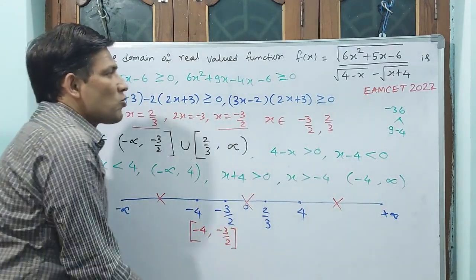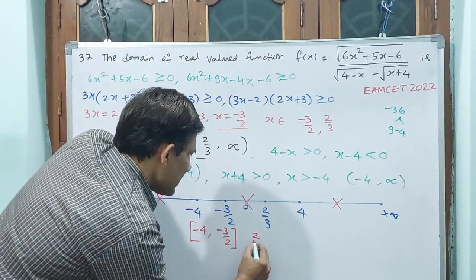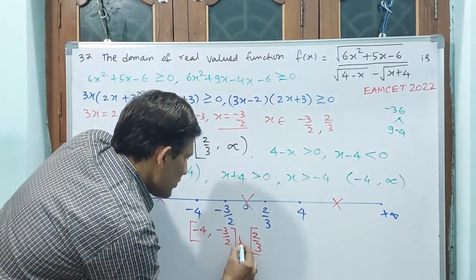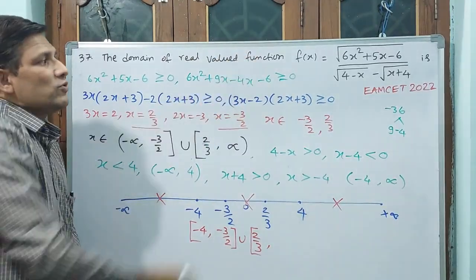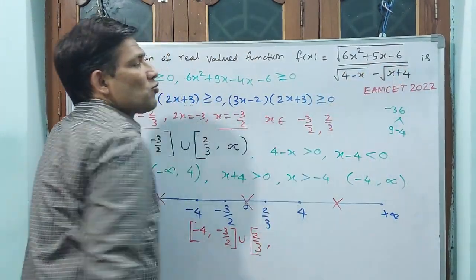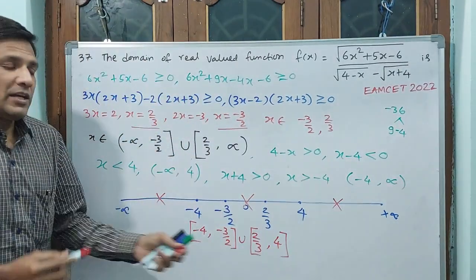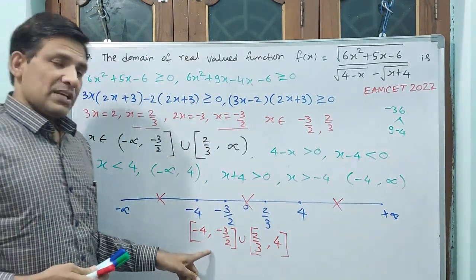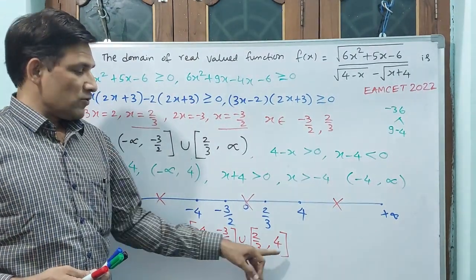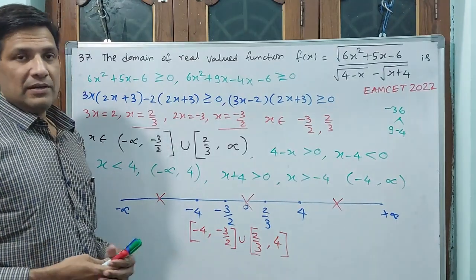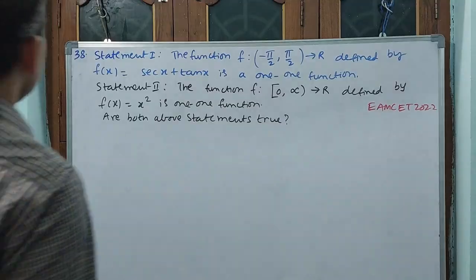Okay? Then what about 2 by 3? Can you give 2 by 3? Definitely we can give 2 by 3. Okay, 2 by 3 you take. Union you give in between. Then what about 4? 4 also you can give. If you give 4, this is 0, but this is not 0. Root 8 it is going to become. That is not a problem. Then you write. That means the final answer is minus 4 to minus 3 by 2, closed interval, union 2 by 3 to 4. That means this is the interval. Okay, this is the answer for this question. Take this, we will go for the next question.